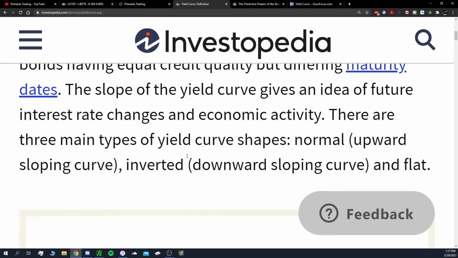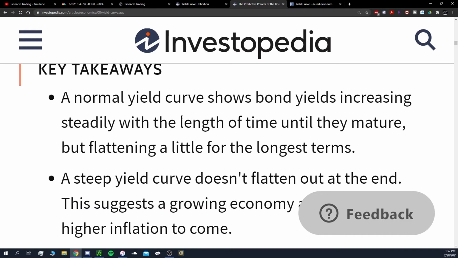Basically there are three main types. We have a normal upward sloping curve, an inverted downward sloping curve, and a flat one. The first one is going to be normal. It shows yields increasing steadily with the length of time until they mature, but flattening a little for the longest terms. This is the normal one. That's why it's a normal yield curve.